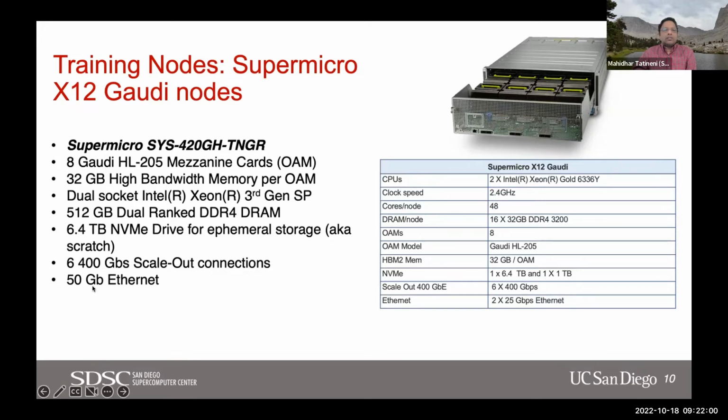And each node has 6 400 gig scale out connections. I'll go into the network details a little bit later, but you can see it's 2.4 terabits of network connectivity going out of each node. So it's quite heavy on the network side. And then 2 25 gig Ethernet connections into each node, so that gives you the 50 gigabit. That's for all the storage that's coming in.